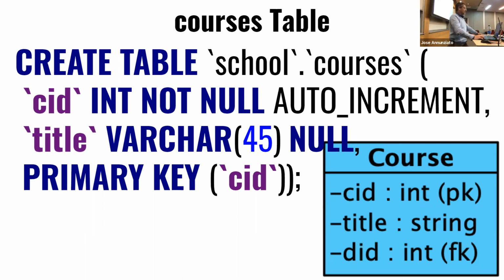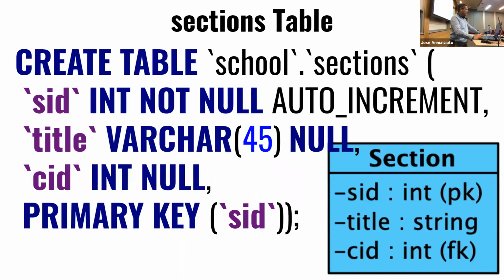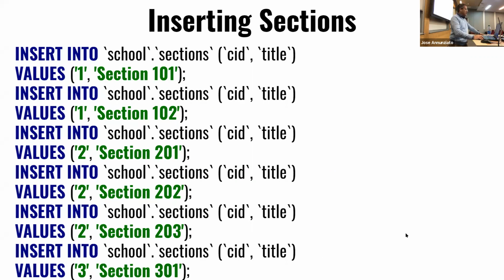So you have this table of courses, and we insert several courses, and then you create a table that contains sections, where the sections have a foreign key to the course, right? So there's a one-to-many between course and section, and you insert a whole bunch of sections that belong to certain courses. Notice that these two sections belong to course 1, these 3 sections to course 2, and this 1 section to course 3.